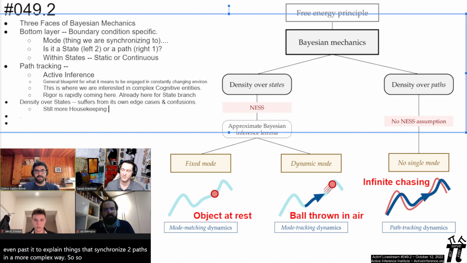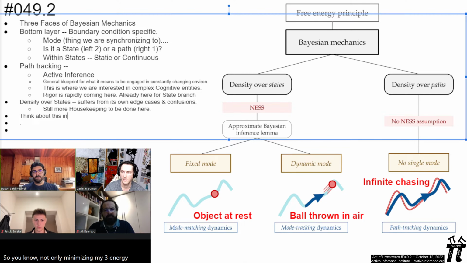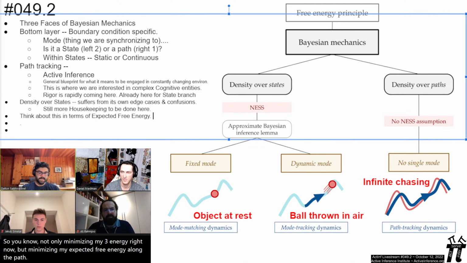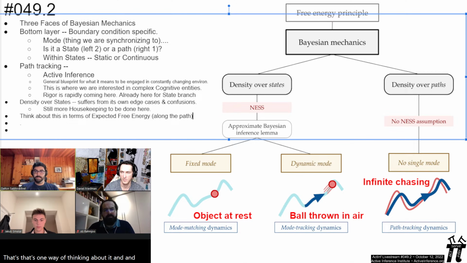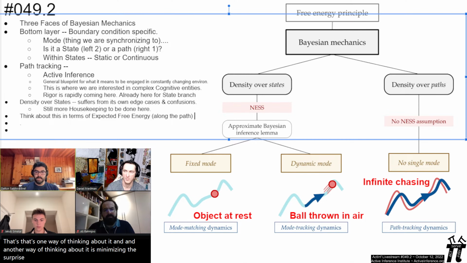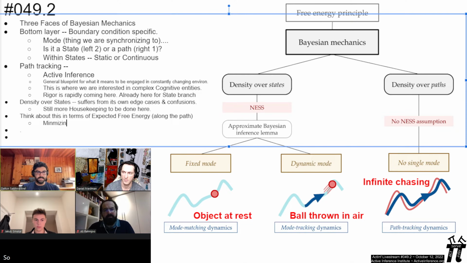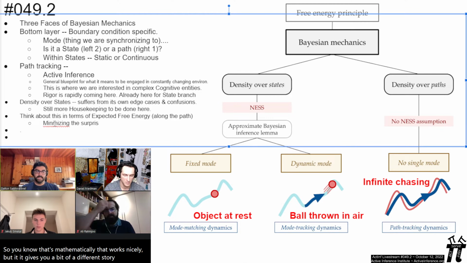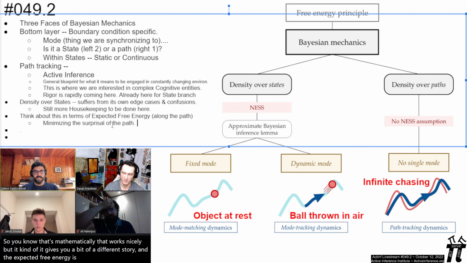So the path tracking is about these kinds of things. And one way to think about them is in terms of expected free energy. So not only minimizing my free energy right now, but minimizing my expected free energy along the path. That's one way of thinking about it. And another way of thinking about it is minimizing the surprisal of a path. Mathematically that works nicely, but it gives you a bit of a different story. And the expected free energy is nicer in the context of cognitive agents, because it gives you this idea of prediction and action back.